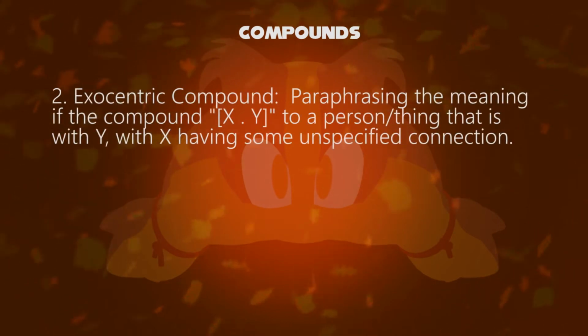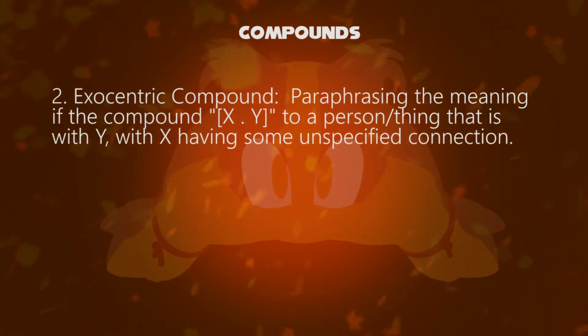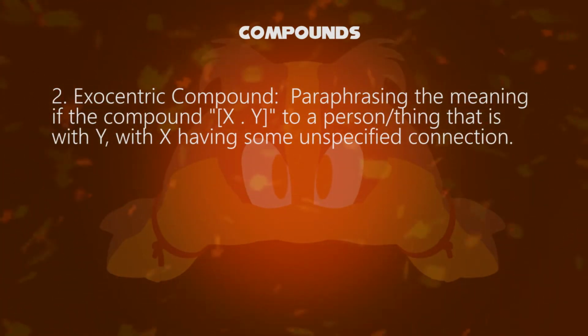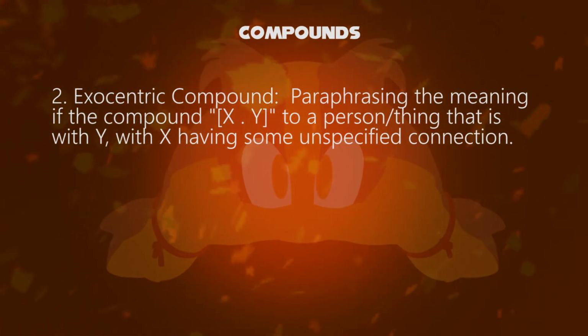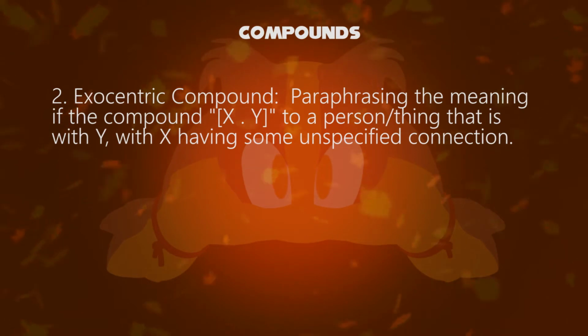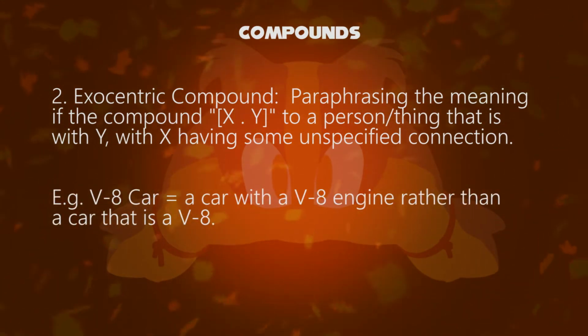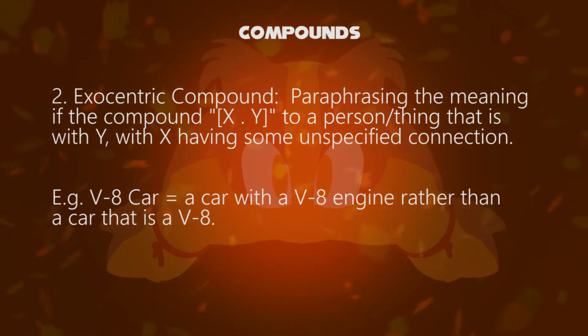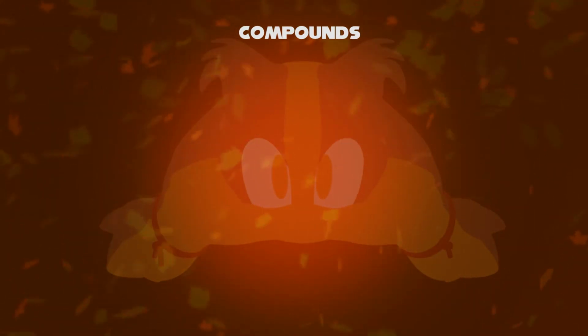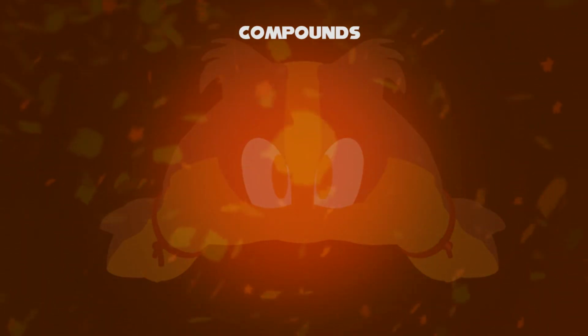On the other hand, for an exocentric compound, we paraphrase the meaning of the compound X and Y to a person or thing that is with Y, with X having some unspecified connection. For example, V8 car is a car with a V8 engine rather than a car that is a V8. So I'd like to give you an exercise.